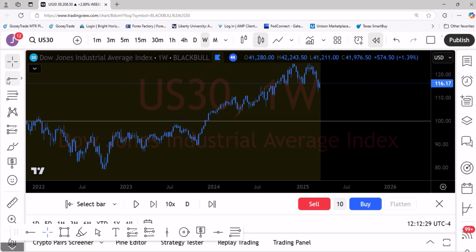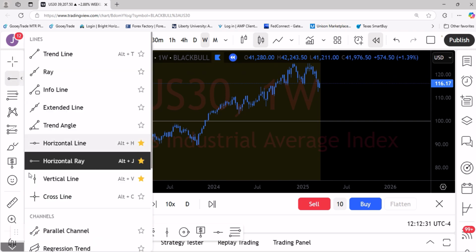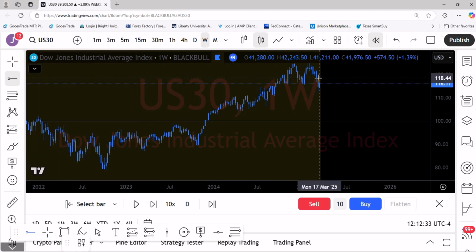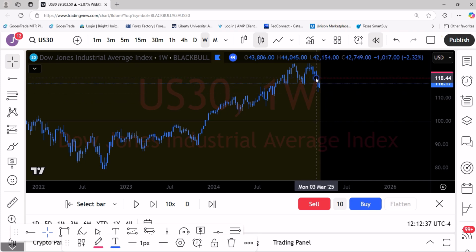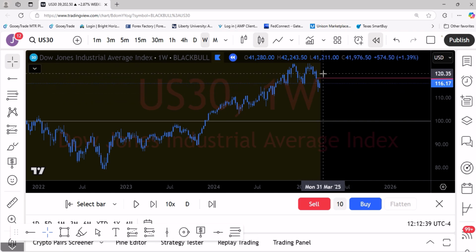And I'm going to put a line there so you can see that. So I was looking for price to trade back to this line, fill in that gap, fill in that void before I took a trade to the sell side.